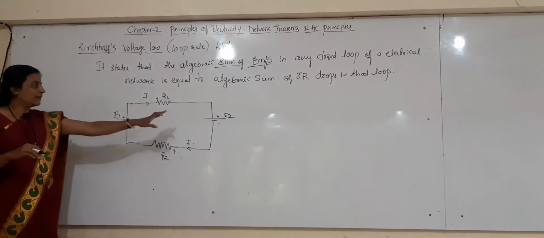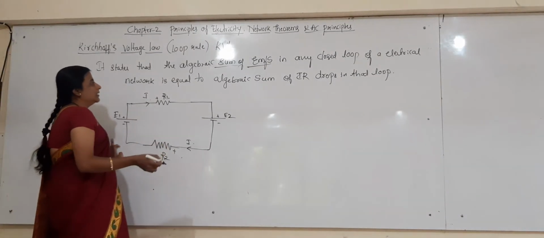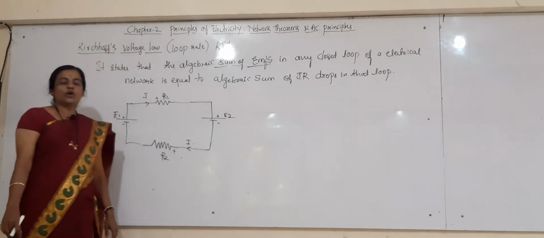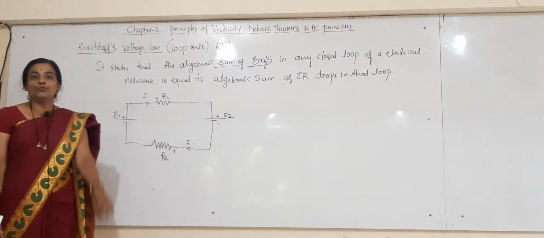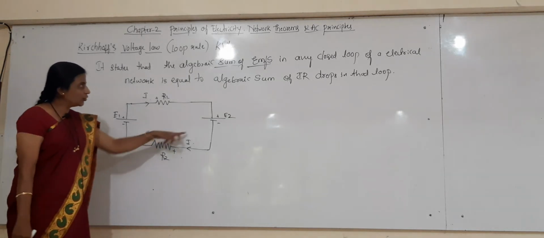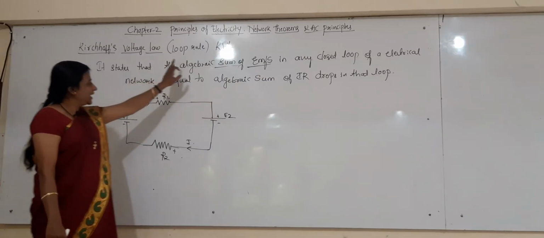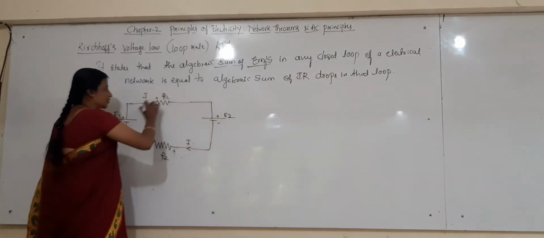There are 2 EMFs in this circuit. How to apply the KVL? KVL means how many loops are there in this circuit? KVL is nothing but the loop rule. Here there is only one loop. That is the algebraic sum of EMFs in any closed loop. So this one is the closed loop here.